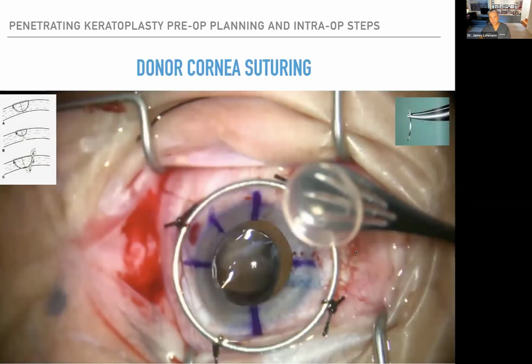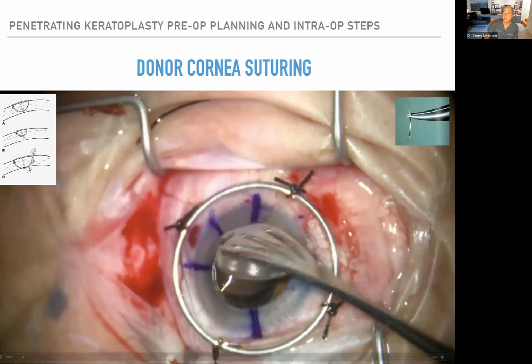Now, donor cornea suturing. So this is that same case. Before I show you any of the video, look up here on the left. This is what you want your sutures to look like. A, not B, and not full thickness C. And that's how you want to hold the needle. It's about three-quarters up at the tips of the needle drivers.